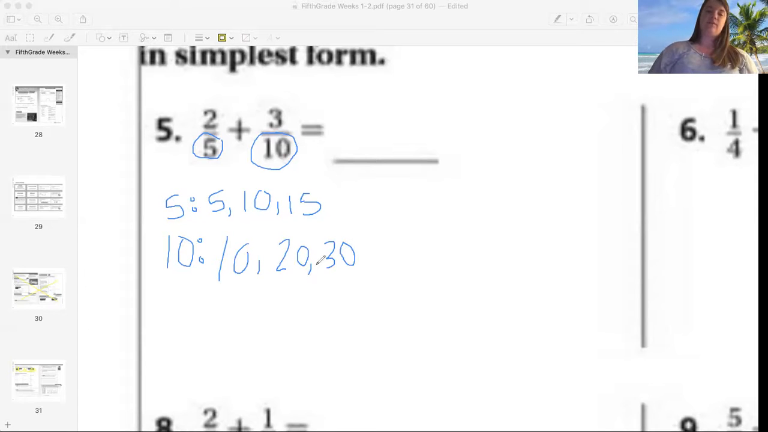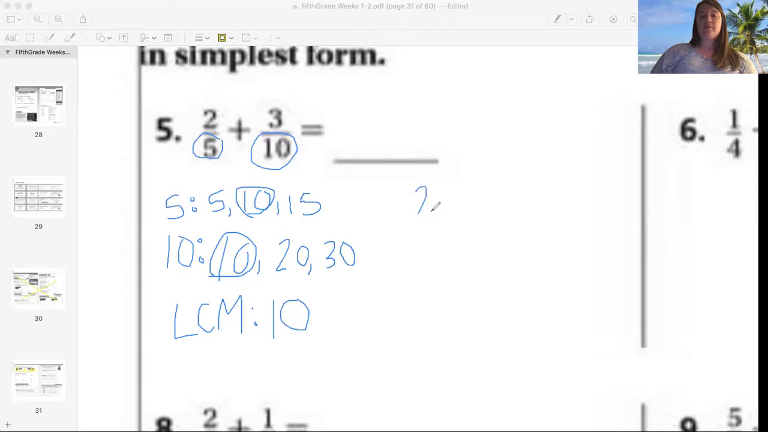You're going to look for the one that they have that's the same, but it's also the smallest. So if you look, 5 has a multiple of 10 and 10 has a multiple of 10. This is what's called your LCM, or your least common multiple. So it's what they have that's in common or the same, and it's the smallest one, so 10.